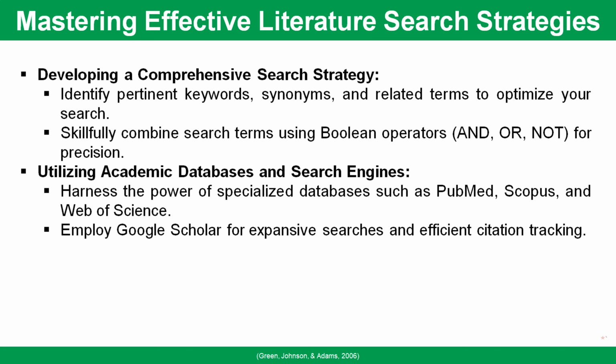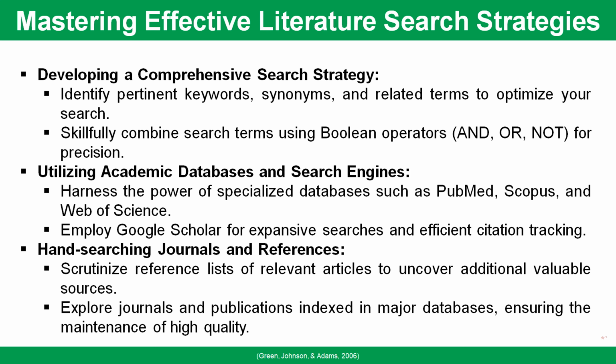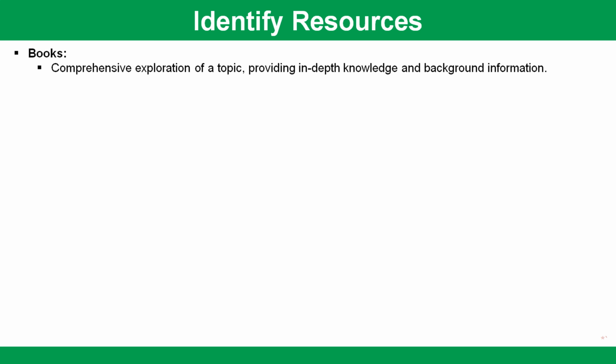Harness the power of specialized databases such as PubMed, Scopus, and Web of Science for in-depth searches within specific disciplines. Additionally, employ Google Scholar for expansive searches and efficient citation tracking across various fields. Do not overlook the value of hand-searching journals and references. Scrutinize reference lists for relevant articles to uncover additional valuable sources. Explore journals and publications indexed in major databases. Ensure the maintenance of high-quality literature. Identify resources to ensure you have access to the most valuable and credible information for your review article.